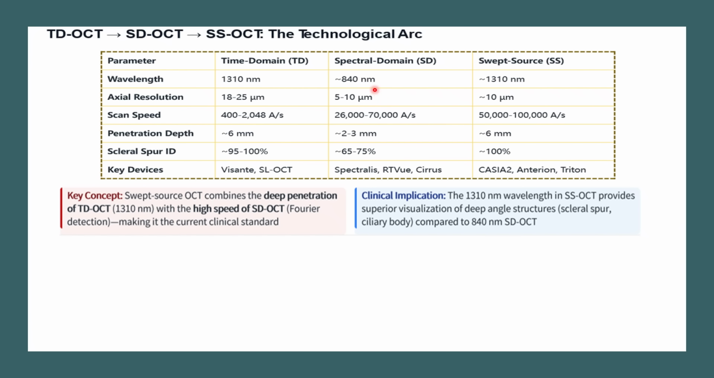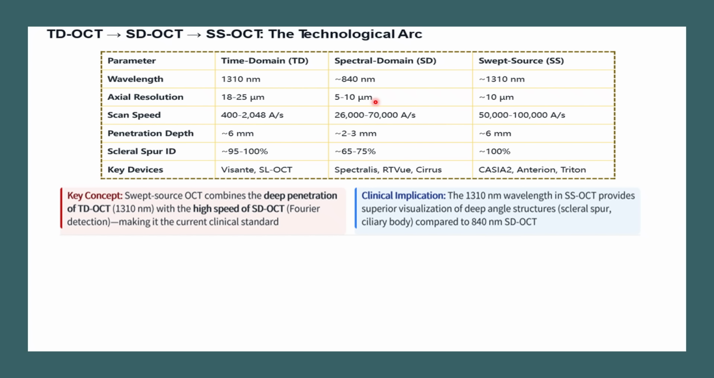The resolution in the spectral domain, the axial resolution, is very high, between 5 to 10 microns, and it is roughly around 10 microns in the swept source, and very poor in the time domain. Now the larger this figure, the poorer the resolution, and the smaller this figure, the better the resolution. So you can see that the spectral domain has the utmost resolution. And this is named a trade-off, that you have to trade off the resolution for the sake of penetration, or you trade off the penetration for the sake of resolution.